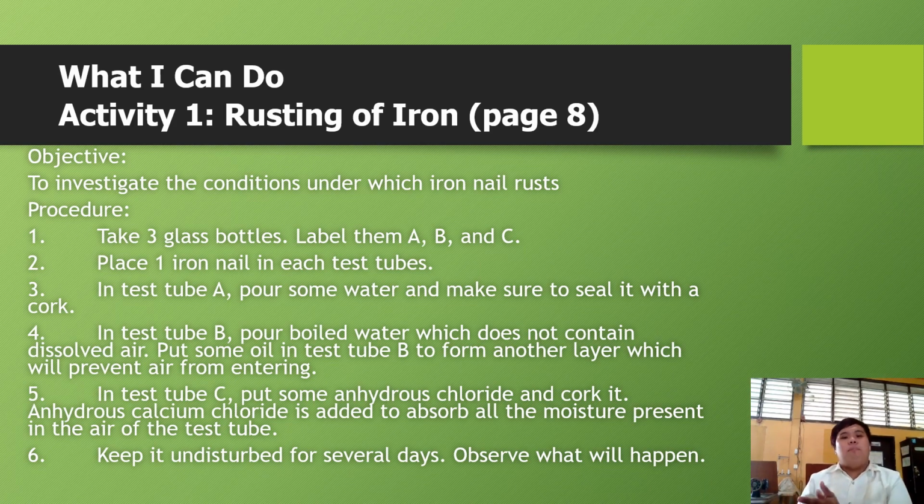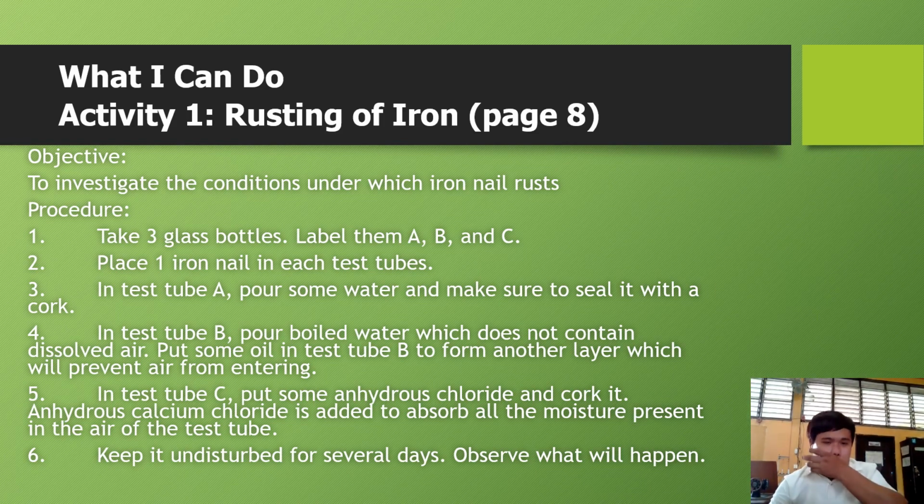Number 4, in bottle B, pour boiled water. So it is water that has boiled, which does not contain dissolved air. So there should be no bubbles. Put some oil in test tube or bottle B to form another layer which will prevent air from entering. So for the oil, you can use cooking oil.